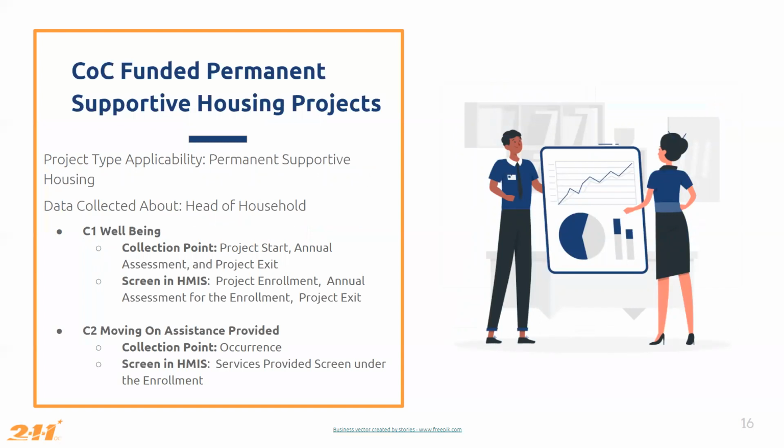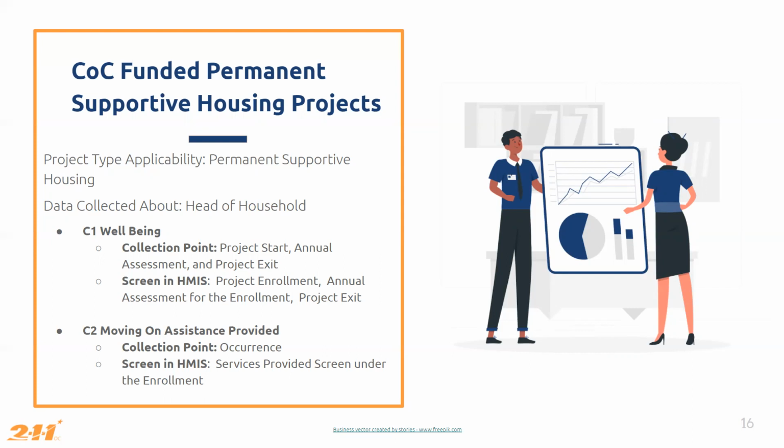All right, Heather. Good morning, everyone. The next data elements are for CoC funded permanent supportive housing projects. There are two brand new elements, C1, which is well-being, and C2, moving on assistance provided. The similarities for both of them are that their project type applicability is permanent supportive housing, and the data is collected about the head of household. But with C1, the collection points are different: project start, annual assessment, and project exit.